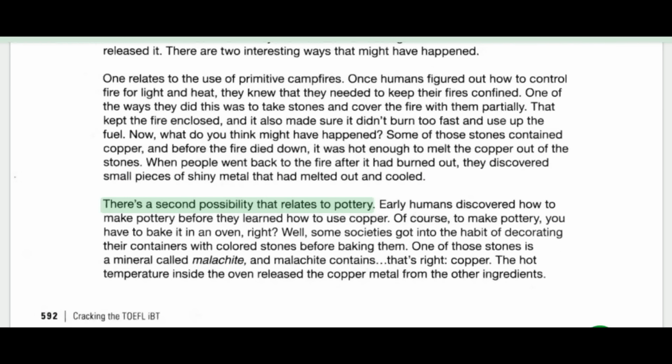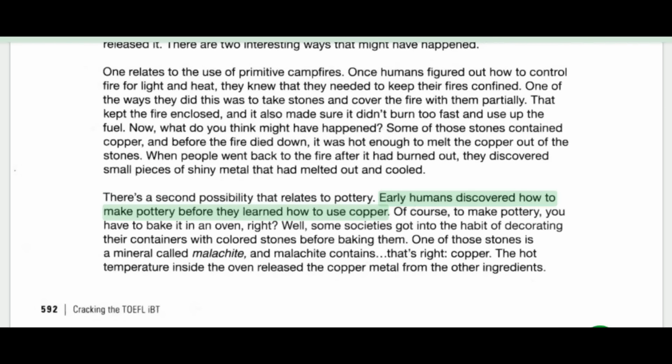There's a second possibility that relates to pottery. Early humans discovered how to make pottery before they learned how to use copper.